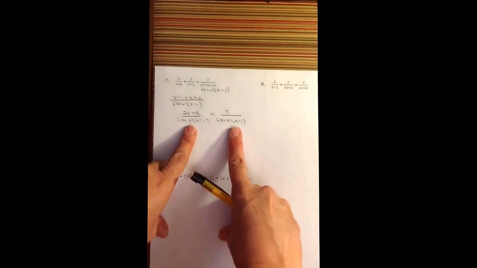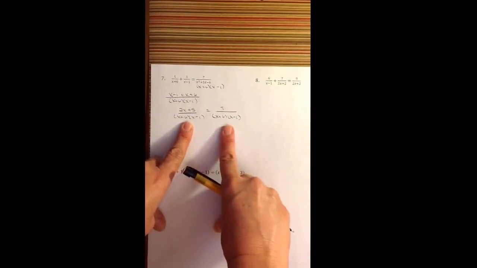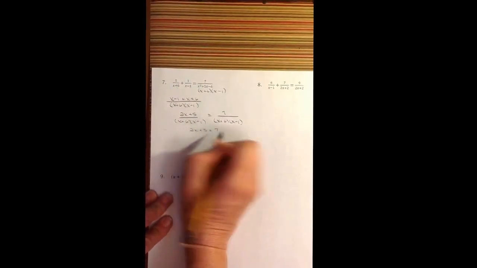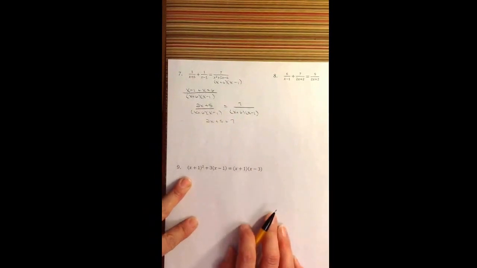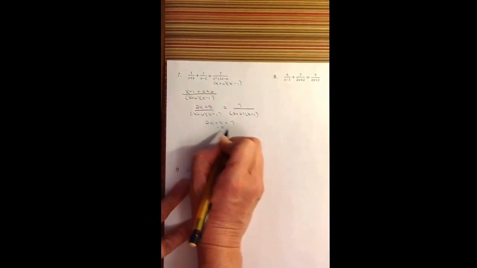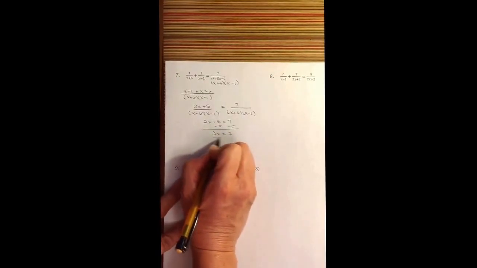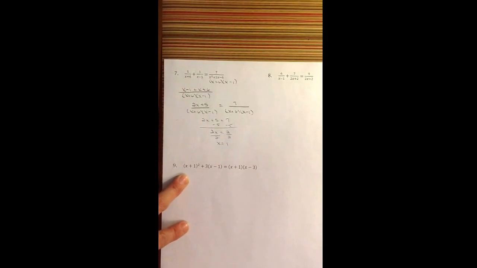Well, if the denominators are the same and the fractions are the same, then the only possibility is my numerators must be the same. So I don't really have to cross multiply in this case, because I have a matching denominator. I can just set the numerators equal. Take away the 5 from both sides, divide both sides by 2, and I have my solution of 1.